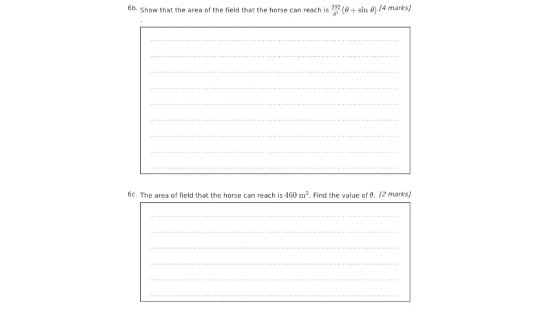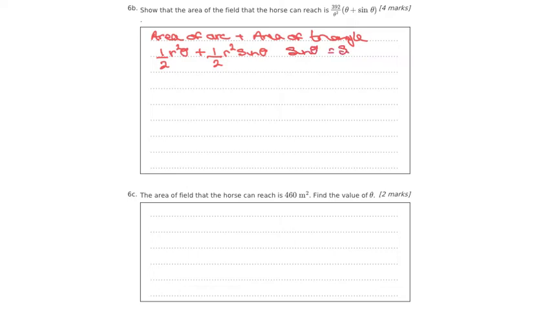6b, show that the area of the field that the horse can reach is 392 over theta squared times theta plus sine theta. Well, the area of the field is the area of the sector plus area of the triangle. Well, the area of the sector is half r squared theta, plus the area of the triangle is a half r squared sine of the angle. The sine of pi minus theta is equal to sine theta.